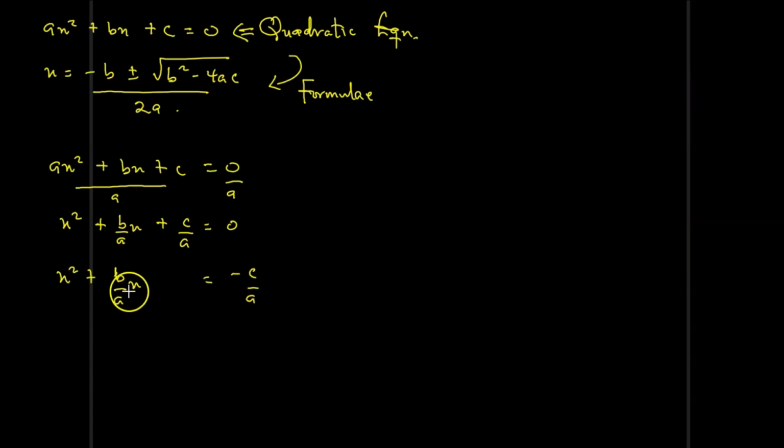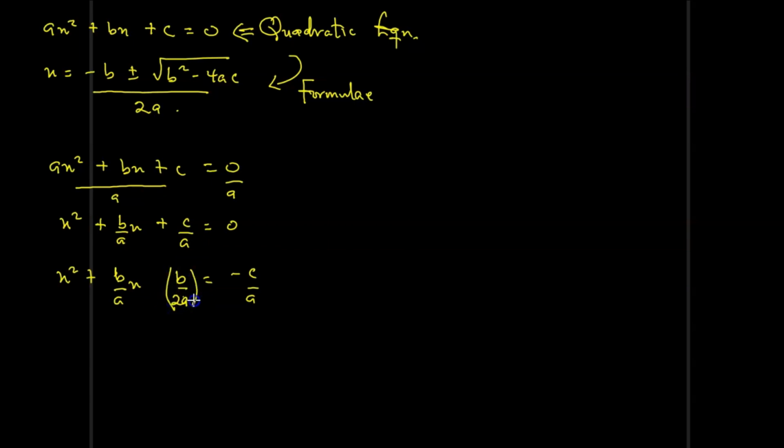So we are going to select the coefficient of x, half it, square it, and then we add it to both sides of the equation. It's a 3-in-1 operation. Again, select the coefficient of x, half it, square the solution, and then add it to both sides of the equation. So when you select b on a, when you half it, you are going to obtain b on 2a.